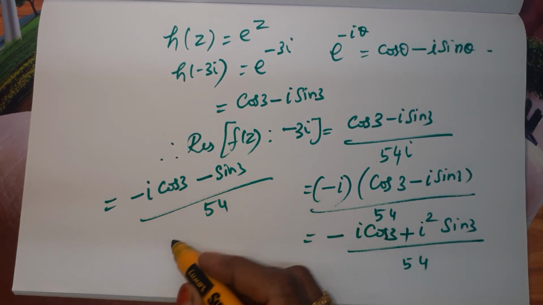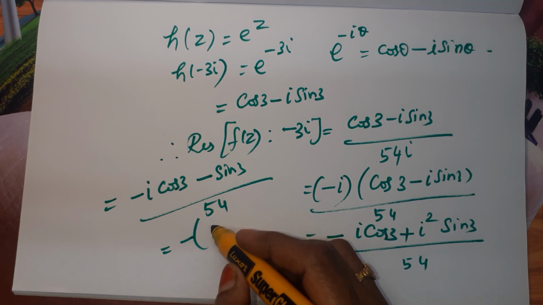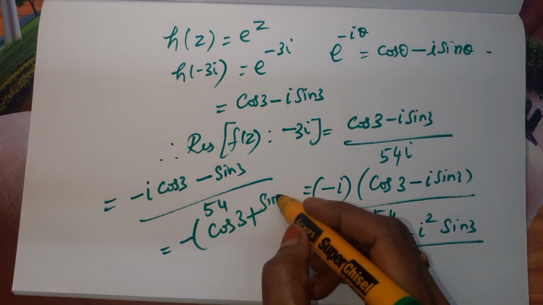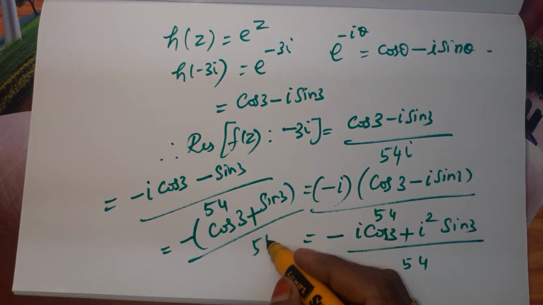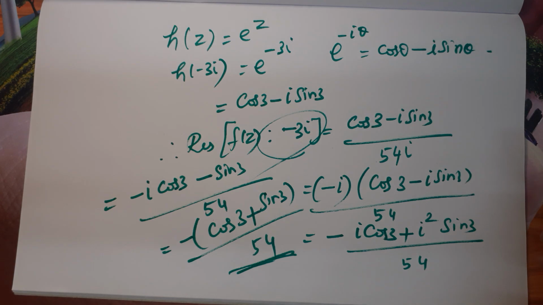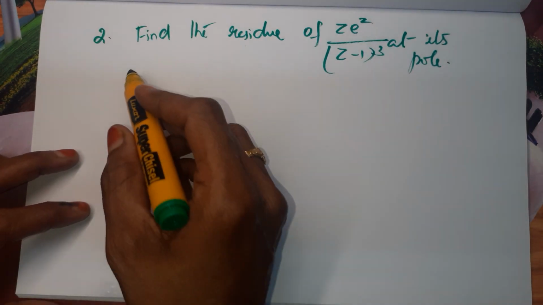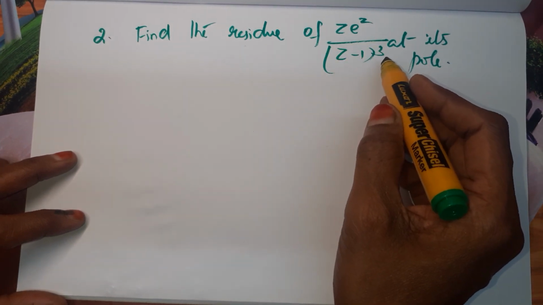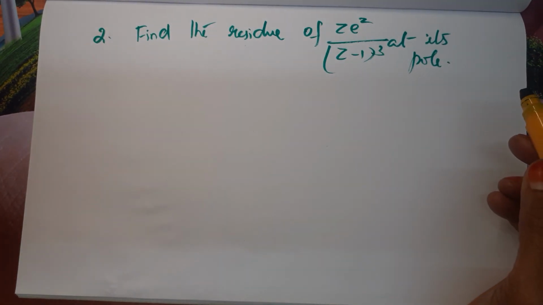54. Both are having minus sign common, so minus can be taken out. Minus of cos 3 plus sin 3 by 54. So this is the residue of f of z at the pole minus 3. Is it clear? The next problem is we are going to find the residue of z e power z by z minus 1 the whole power 3 at its pole.